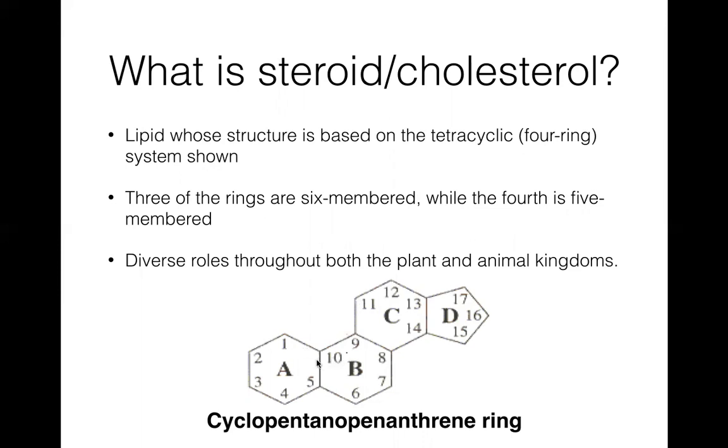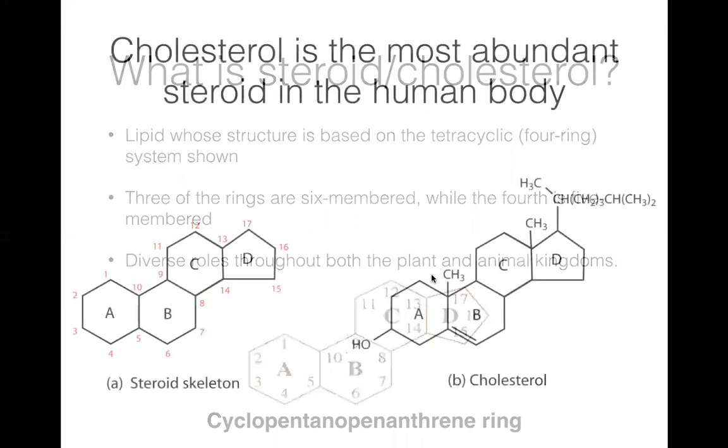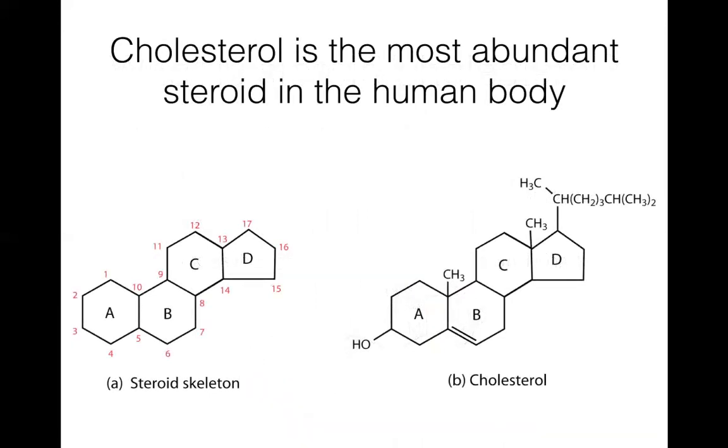So all steroid derivatives, such as cholesterol, would possess this particular ring. Well, 3 of the rings, A, B, and C, are 6-membered, fused together, while the 4th ring is a 5-membered ring. So this molecule has diverse roles throughout both the plant and animal kingdoms. Let's discuss first cholesterol. This is the most abundant steroid in the human body.